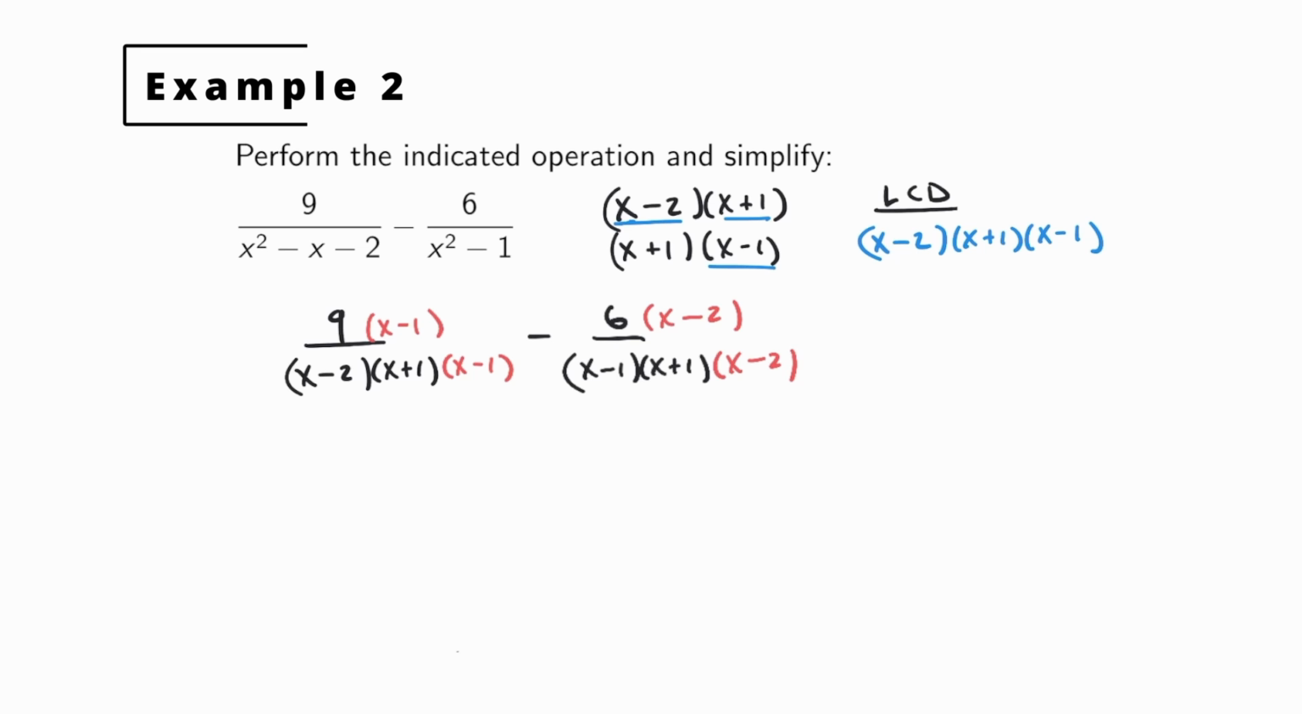So from the first one, we want to distribute that 9. So we'll have 9x minus 9. And now let's distribute that negative sign in here. When we distribute the 6 to the x minus 2, include the negative sign. So negative 6 times x will be negative 6x. And negative 6 times negative 2 would give me positive 12. And that will be all over our common denominator.